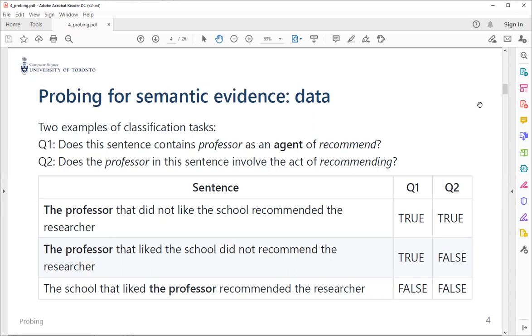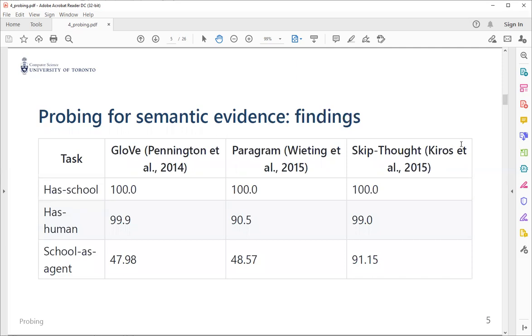So the models are supposed to take in the sentence, produce an embedding of the sentence, and then pass it into the diagnostic classifier. The diagnostic classifier takes in these sentence representations and tries to predict the true or false labels, as well as other tasks. In these three tasks, they examined different embeddings: GloVe, a standard static embedding, Paragram, which is similar to GloVe, and also SkipThought. This is a contextualized embedding using some LSTM.